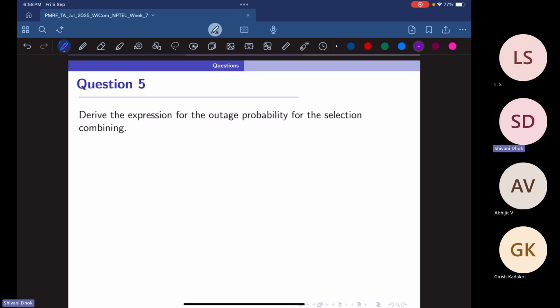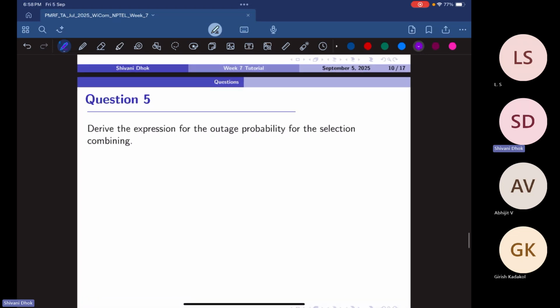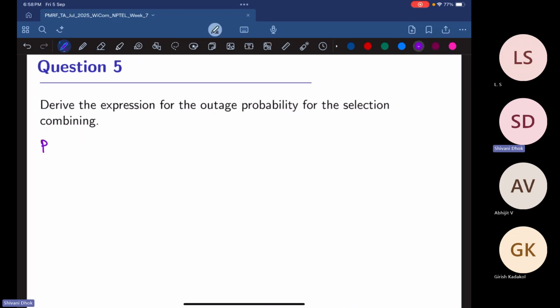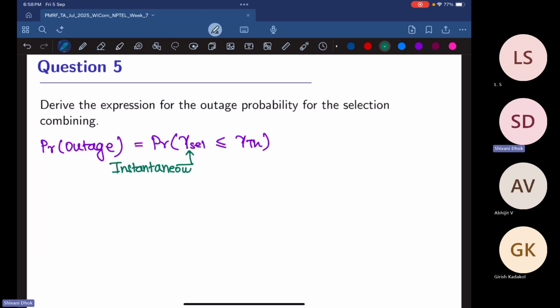So what do you mean by outage probability? Sorry, yeah, probability of outage. This is basically the probability that your instantaneous SNR falls below some threshold, that is gamma TH. So this quantity here is your instantaneous SNR, and this quantity here is basically your threshold.